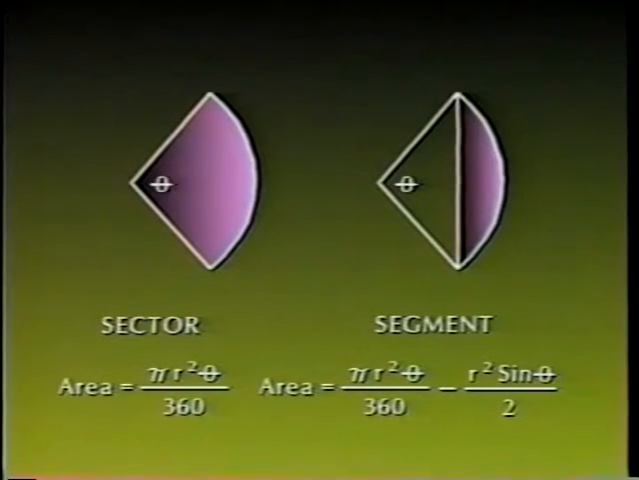For a segment, the area is equal to pi r squared theta over 360, just as it was in the sector of a circle, but we add minus r squared sine theta over 2. Here again, the central angle is in degrees and decimal of a degree.